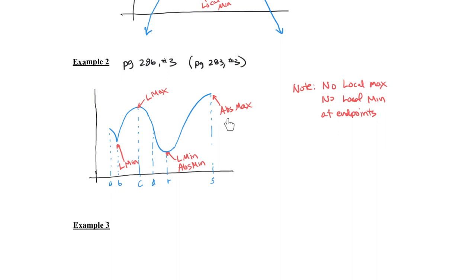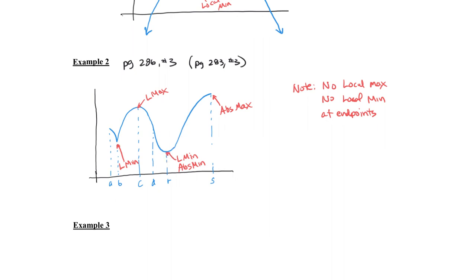So also just keep in mind these maximums and minimums are the Y values, right? You want the values that the function takes on, not these A, B, C, D, R, S. That's maybe where they occur. Those are the X coordinates. But the local max and local mins are the peaks and the valleys in the graph of the function.